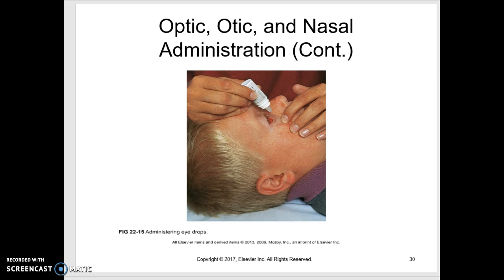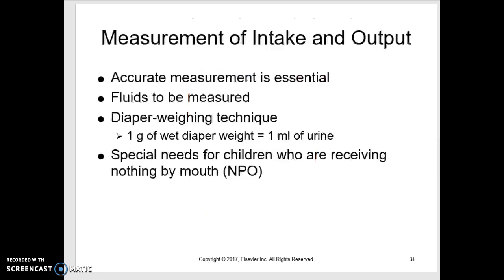On an infant, they're going to pinch their eye closed tightly as soon as you try and pull down on that lower lid. So if you drop the drop right on the inner canthus of the eye, when they do open their eye, it will run into it.